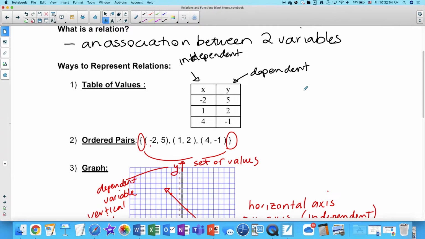What goes up by 3? The independent variable. Okay, that's true. Again, these go up by 3, these go down by 3. But that again is talking about one variable at a time. I want to know these two numbers, these two numbers, these two numbers. So I'll give you a hint.